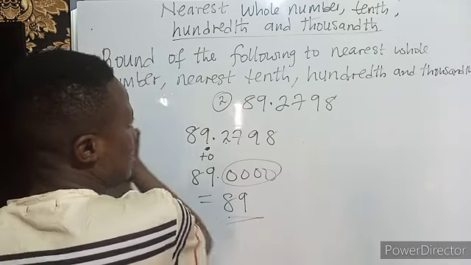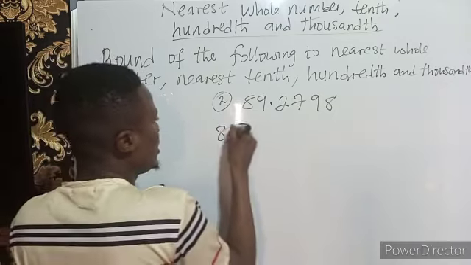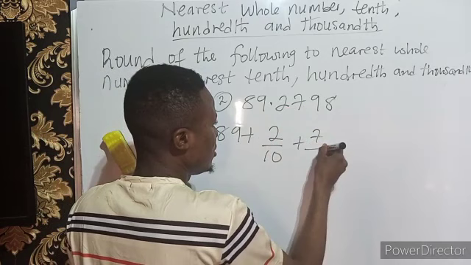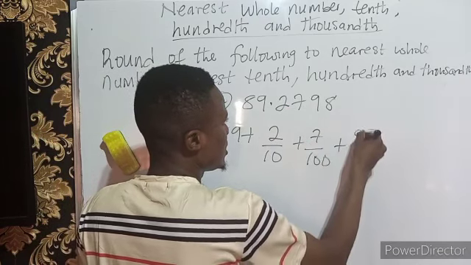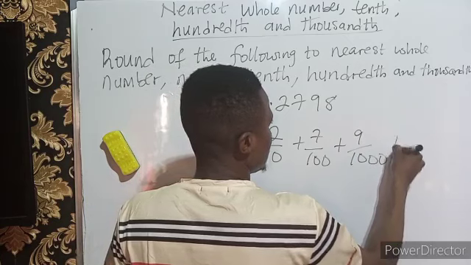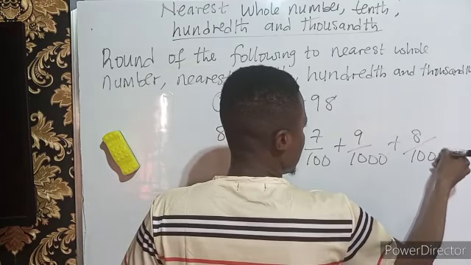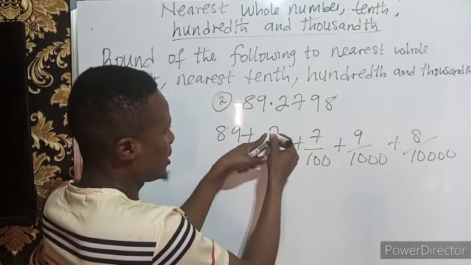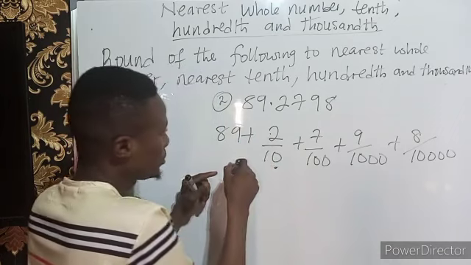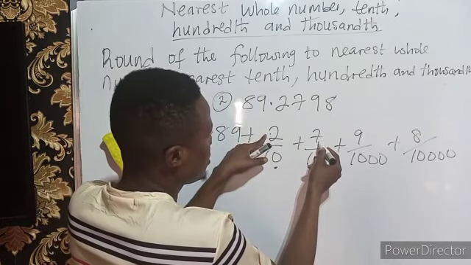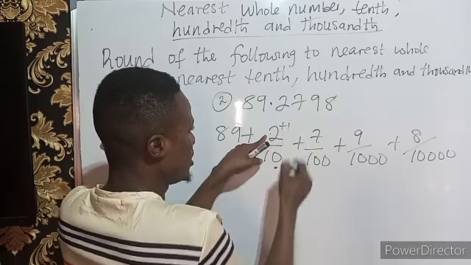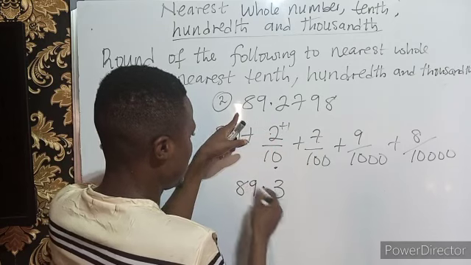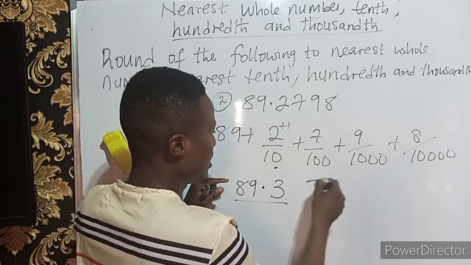So let us round it off to the nearest ten-thousandth. Okay, so this is the same thing as saying 89 plus 2 is 2 over 10, 7 is 7 over 100, 9 is 9 over 1000, and 8 is 8 over 10,000. So for the nearest tenth, look at the tenth here, which is 2, my target. This 2, the next number to it is up to 5. I'll add 1, it becomes 3. Remember, you put your point, you write 9, you write 8. This is just the answer to the nearest tenth.